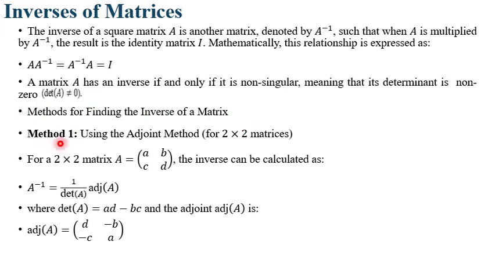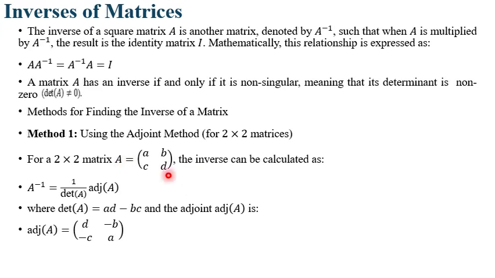So now there are of course various methods to finding the inverse of a matrix, and in this lecture we'll be looking at 2 different approaches. So the first approach is using the adjoint method. So for example, let's consider this 2 by 2 matrix. So how do you find the inverse of matrix A?